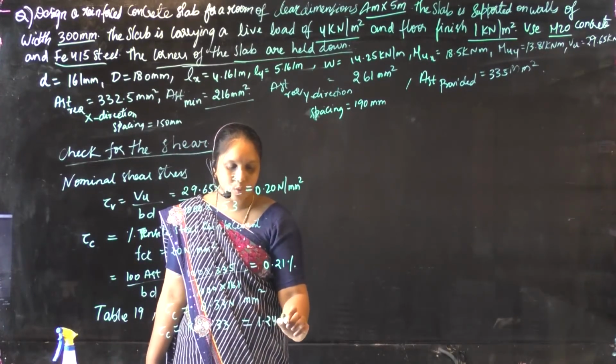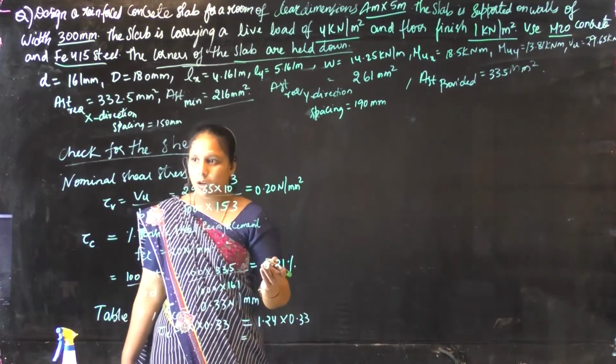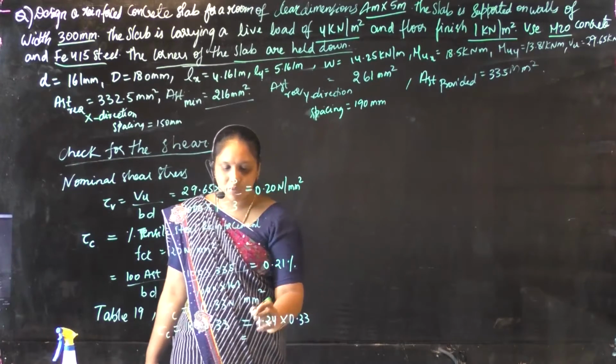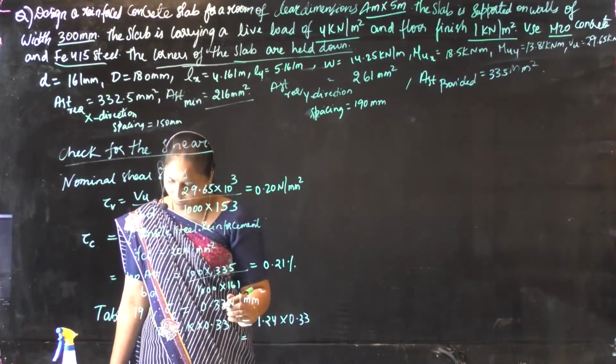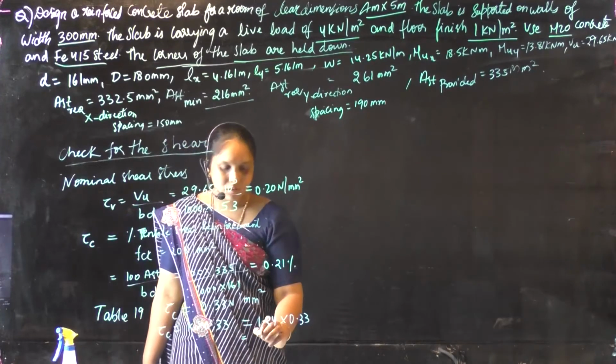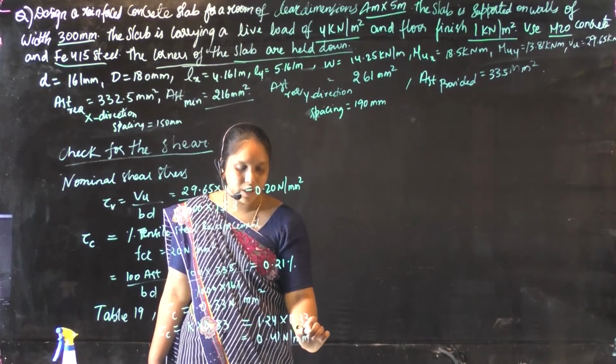So as per that table and based on the depth, the constant K value is 1.24. So 1.24 into 0.33 will give me the tau c value, and the tau c value here is going to be 0.41 Newton per mm square.